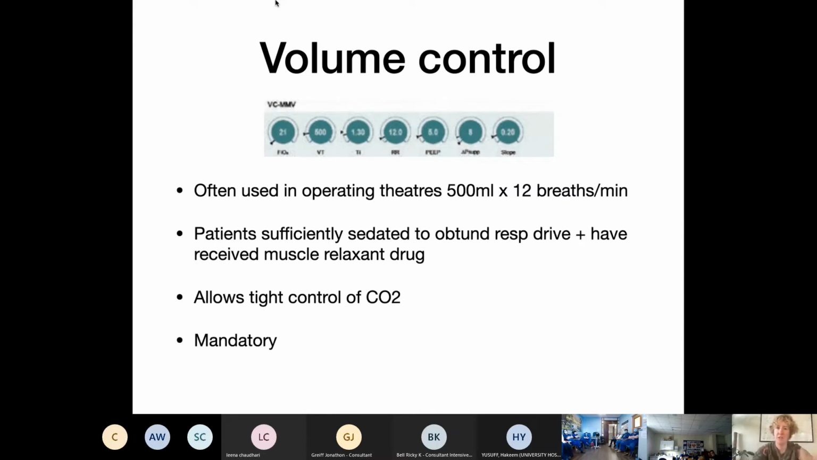And volume control. Most commonly, you're going to see this used in the operating theatre. I would say the default setting seems to be 500 mL by 12 breaths per minute with a PEEP of 5 and an FiO2 of 0.5. Patients need to be sufficiently sedated to remove respiratory drive and maybe have received some muscle relaxant as well. It allows tight control of CO2 and it's a mandatory mode. It's not going to be comfortable for someone to try and breathe on top of that.